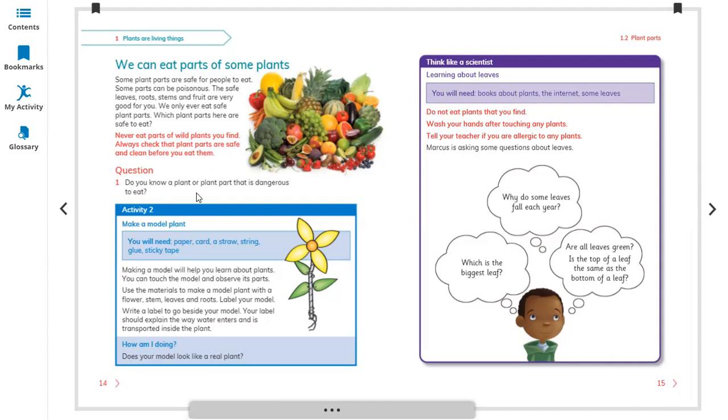Do you know a plant or plant part that is dangerous to eat? What do you think? Cactus plants or desert plants, different plants. You can say it's poisonous, or you can say milky plant. If you break the stem or the leaves, you can see milk inside, or sticky milk. It is a poison.